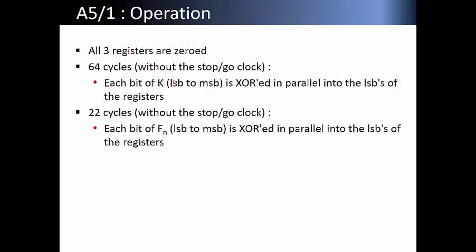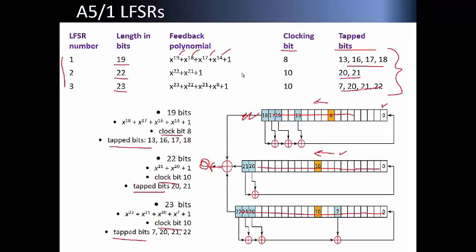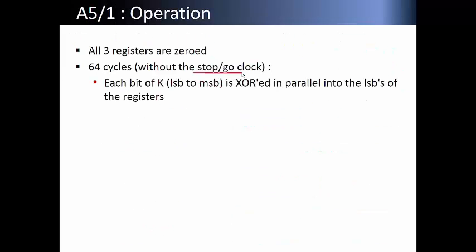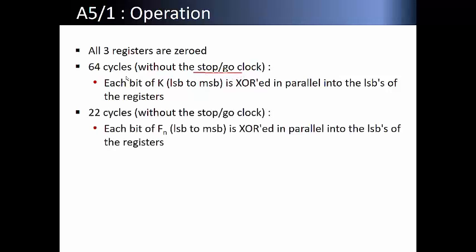In this case here, without stop and go clock, which means clocking bits are not considered. So in this initial case, we go through all LFSRs. We looked at this, right? We do not use clocking bits. So we do not choose which LFSR is used or not, which means we use all three LFSRs.